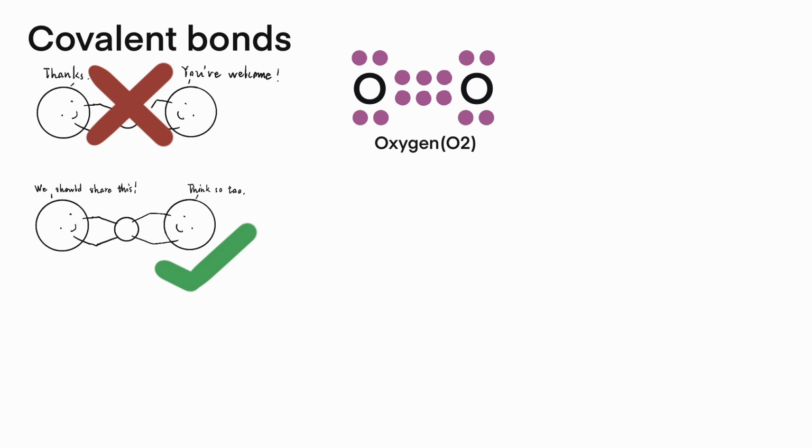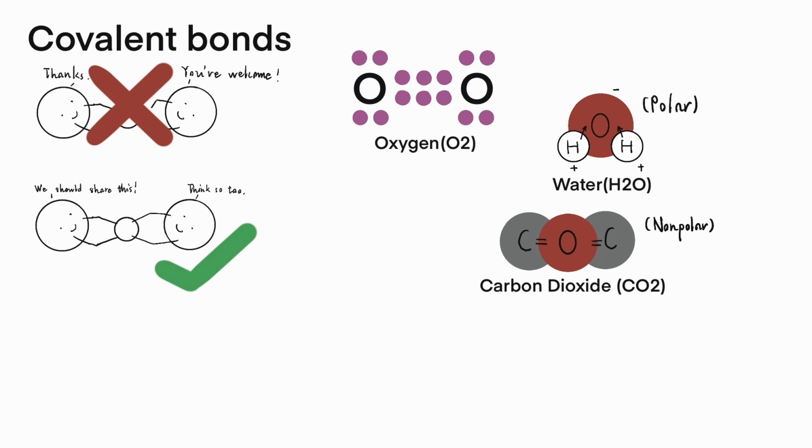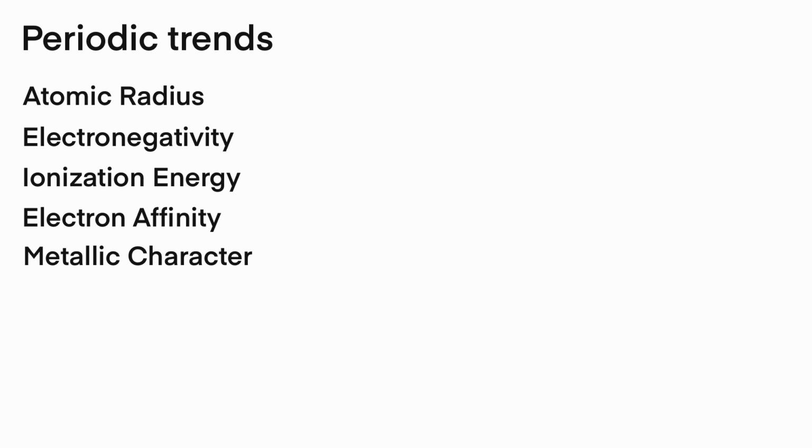In some cases, valence electrons are pulled unequally in covalent bonds, forming a polar bond. Oppositely, valence electrons pulled equally form a nonpolar bond. Polar and nonpolar bonds are the reason why molecules have different properties. Now, let's talk about periodic trends. Major periodic trends have 5 things: atomic radius, electronegativity, ionization energy, electron affinity, and metallic character.